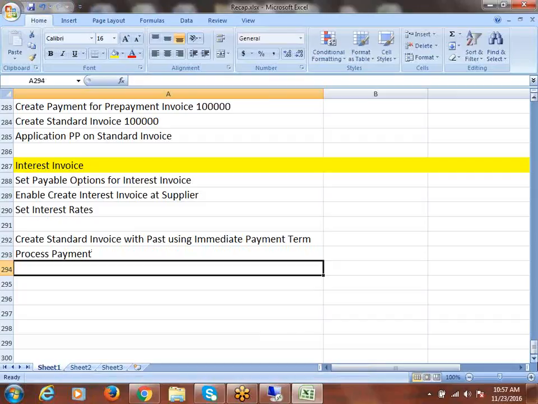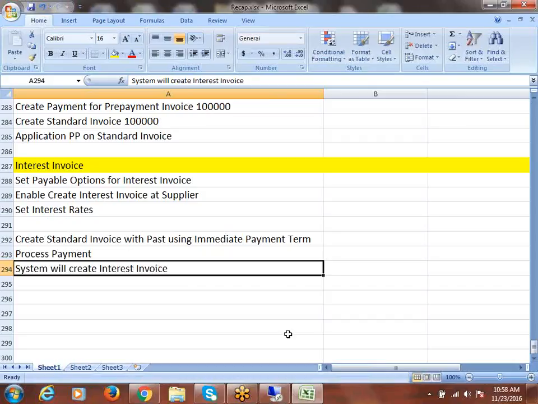So you will say okay, and based on that interest amount, the system will create an interest invoice. Not we, the system will create the interest invoice. That's it. This is what we have to understand.